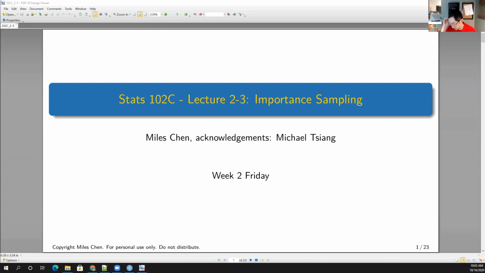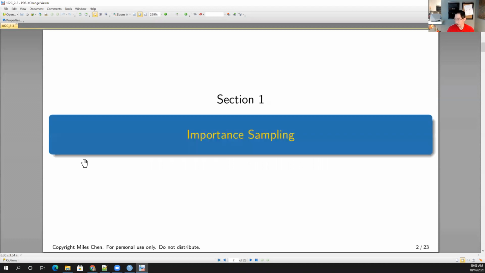Okay, all right. So we'll begin, and we are continuing on. We are talking about importance sampling. I've got a couple examples here, and we'll take a look.